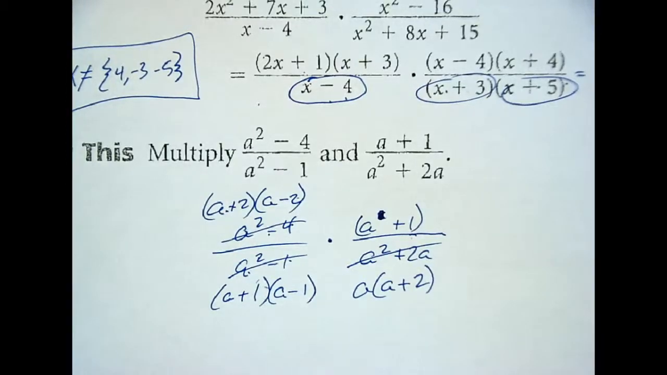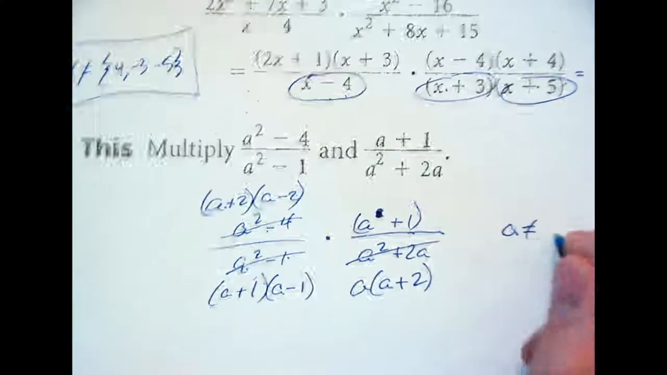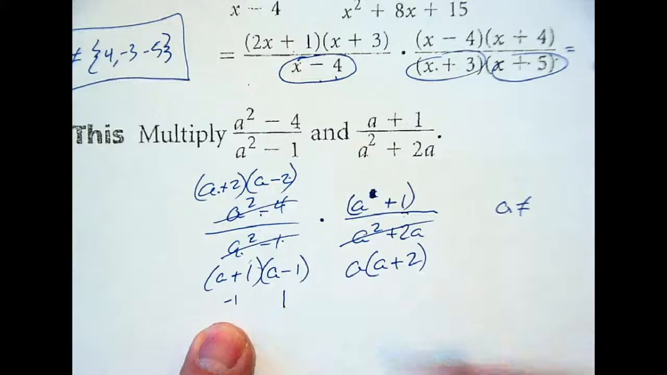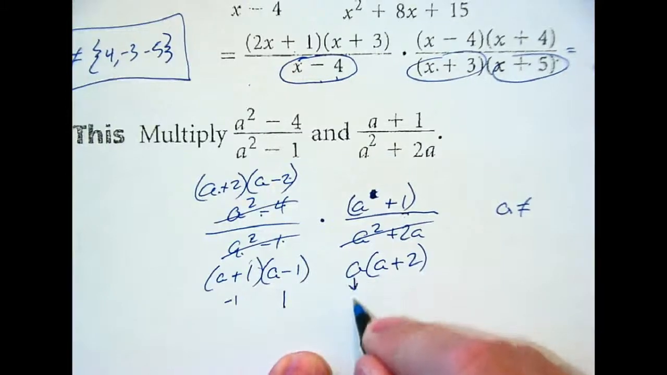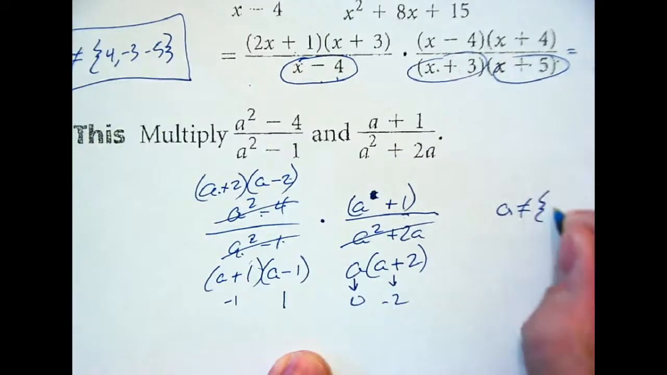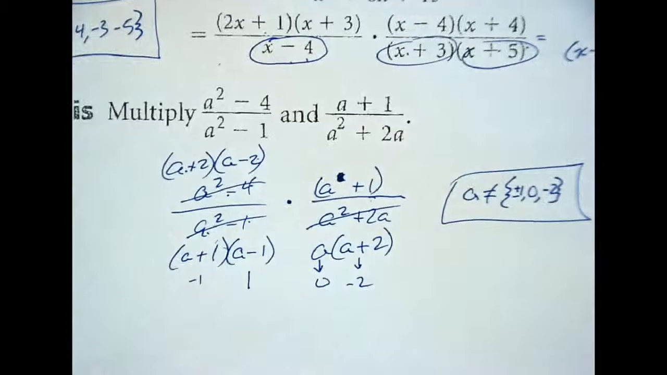All right. What could a not equal? Plus or minus 1, 0, and negative 2. So a cannot equal plus or minus 1, 0, and negative 2. Those are the restrictions.